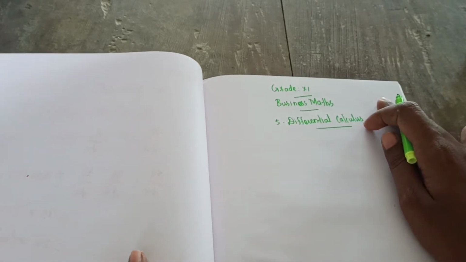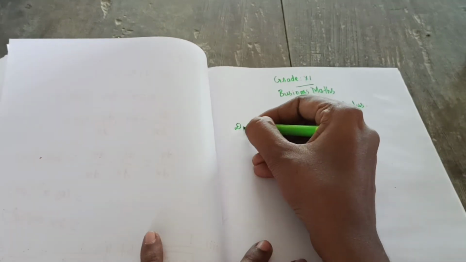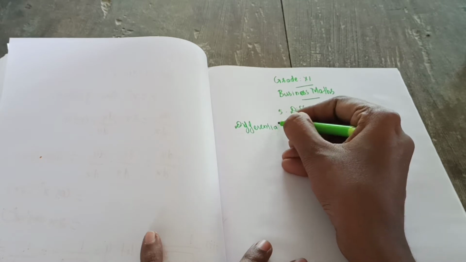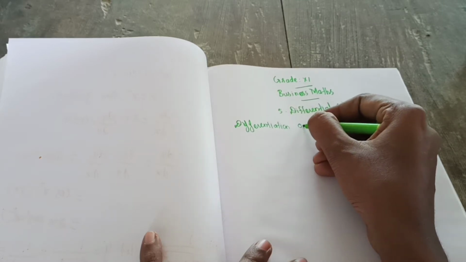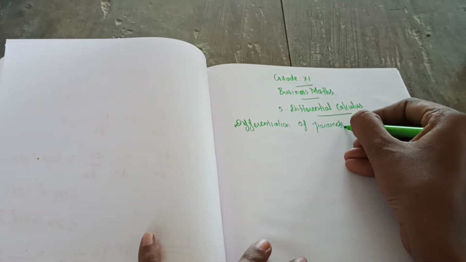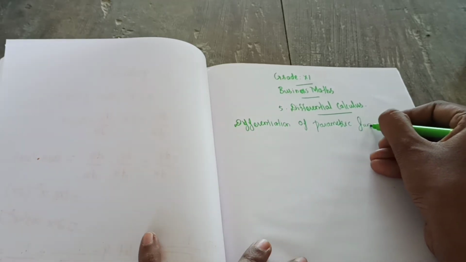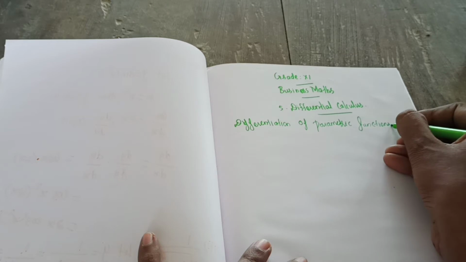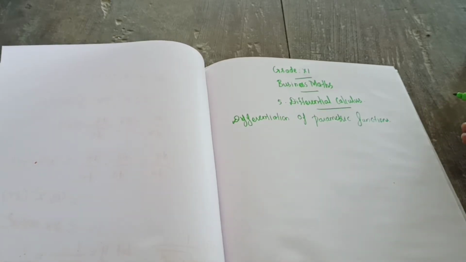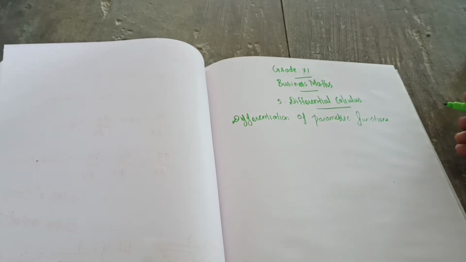Okay, so the next section is differentiation of parametric functions. If variables x and y are functions of another variable, namely t, then the functions are called parametric functions. The variable t is called the parameter of the function.